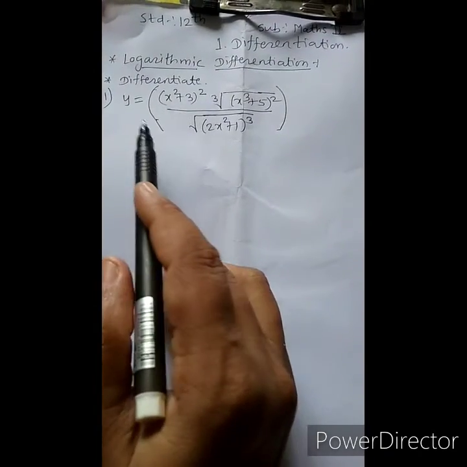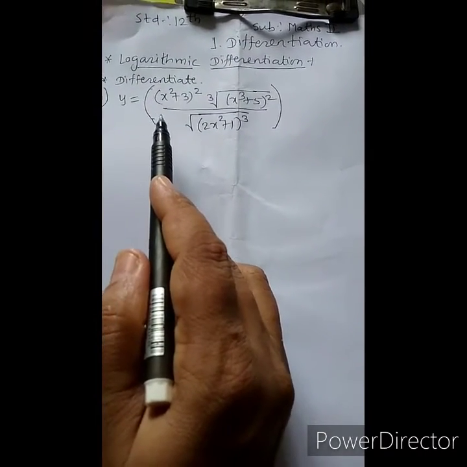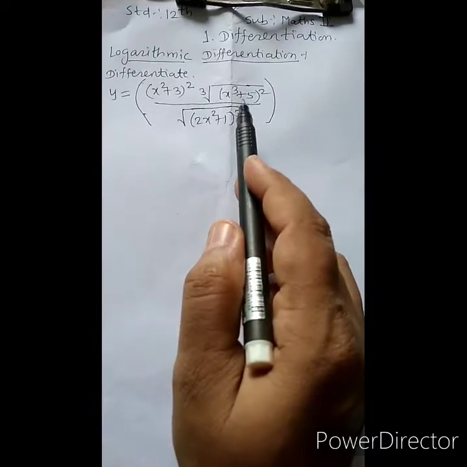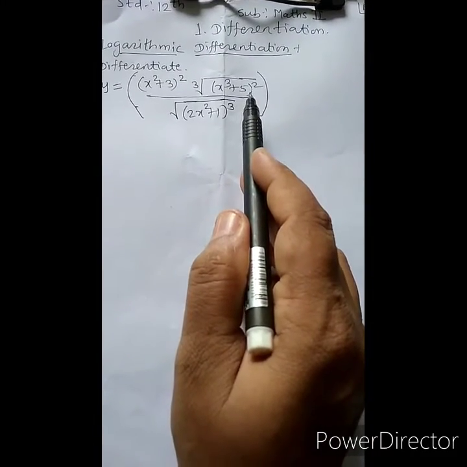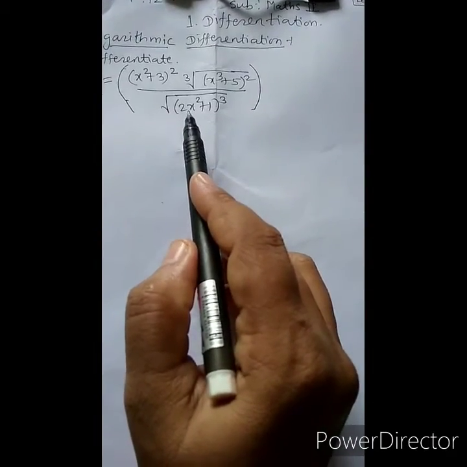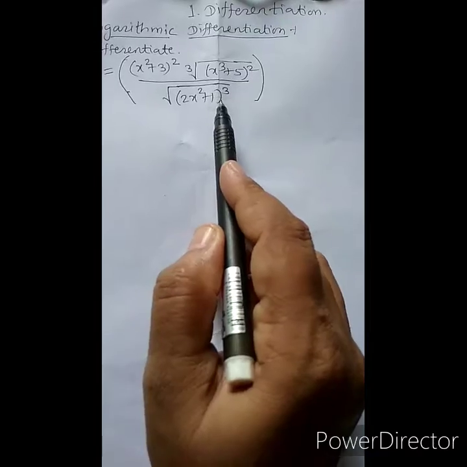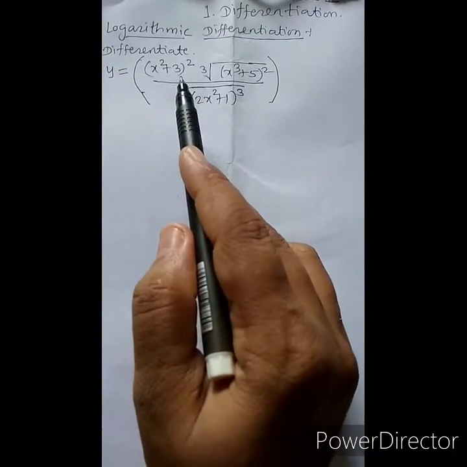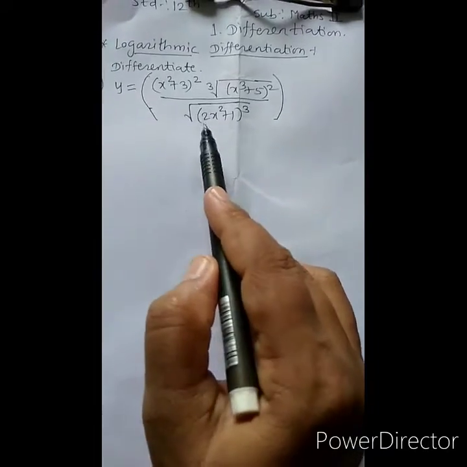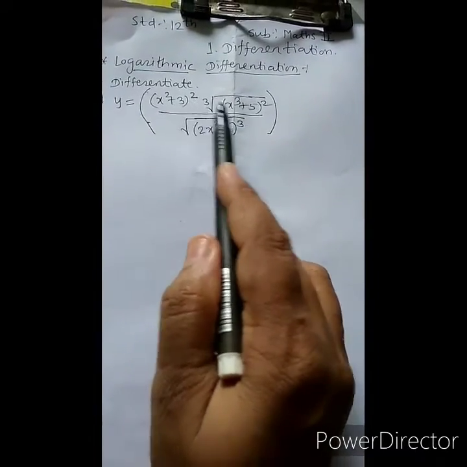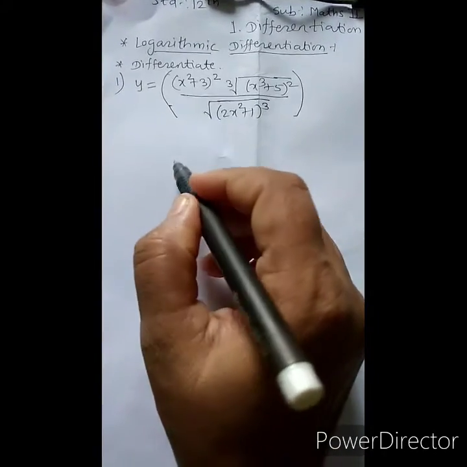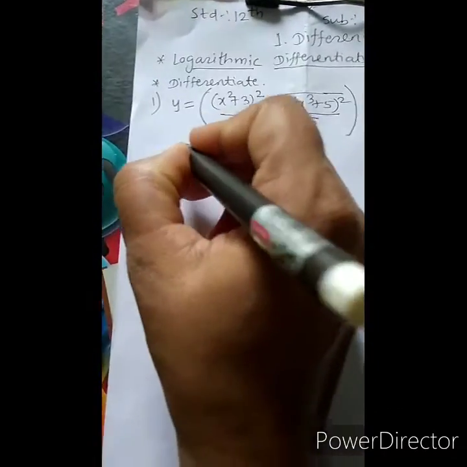Question, differentiate. Number 1, y is equal to (x square plus 3) bracket square, cube root of (x cube plus 5) bracket square, upon (square root of 2x square plus 1) bracket raised to 3. So this example is given in the form of product, that is multiplication of these two functions, quotient and power. So it means that we have to use the logarithmic function.